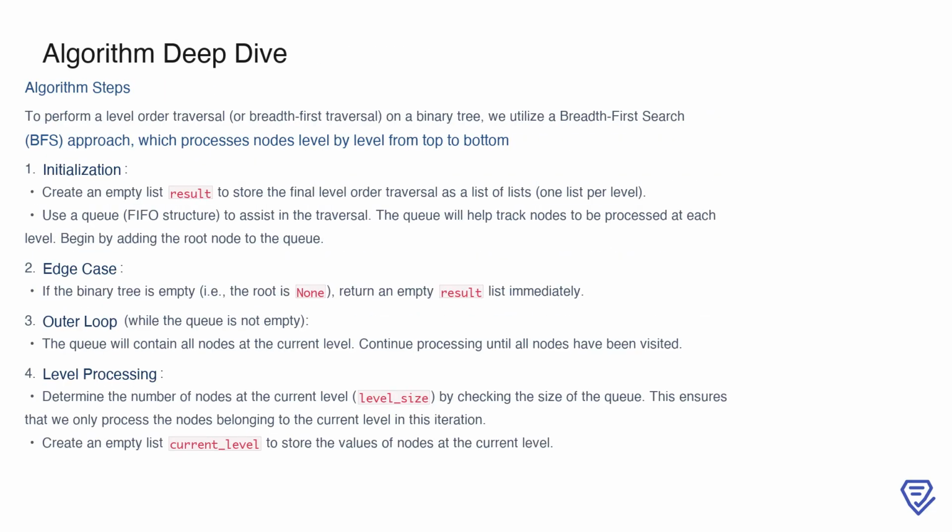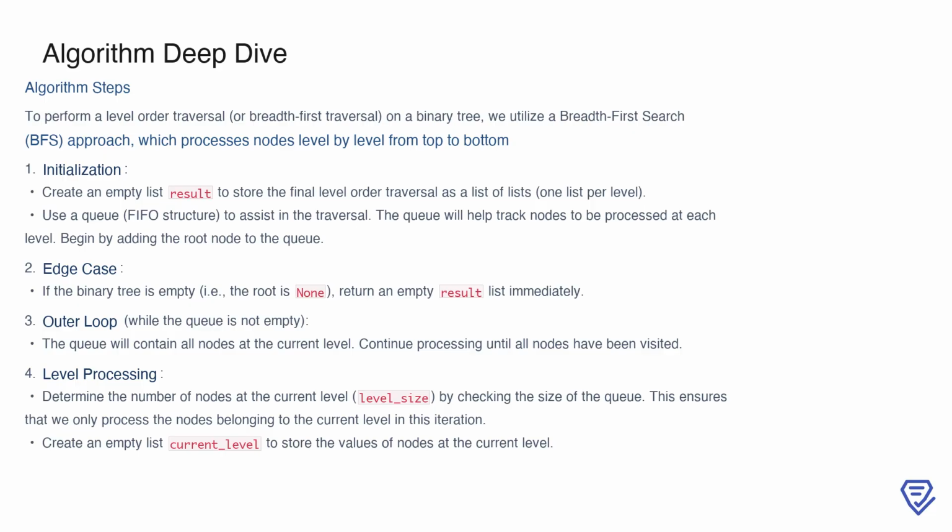To perform a level order traversal of a binary tree, we use a breadth-first search, or BFS, approach. This method processes nodes level by level, starting from the root and working downward. First, we initialize two things: an empty list called result to store the final traversal, and a queue to help manage the nodes we need to process. The queue is a first-in first-out structure, ensuring that nodes are processed in the correct order. Initially, we add the root node to the queue.